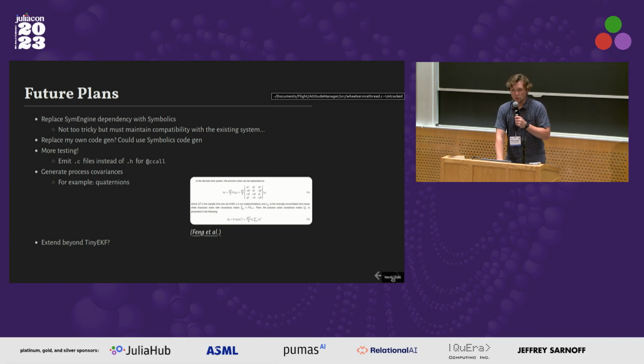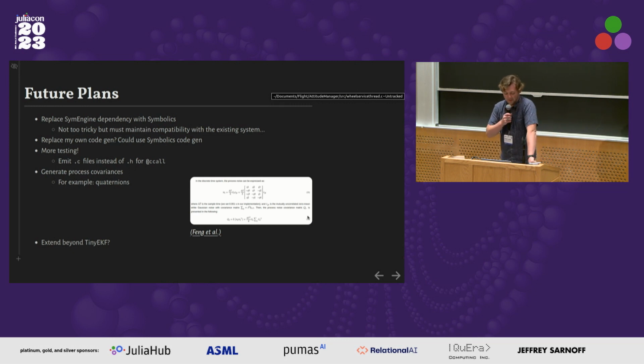I also have my own code gen in here. I know Symbolics has a C code gen as well. Might make sense to use that. And instead of emitting an H file, we could emit C or .o files and maybe do more unit testing with CCall. I don't know how well you can see this, but this Q matrix, which I've assumed is constant, is generally not. So I'd like to dynamically generate those as well.